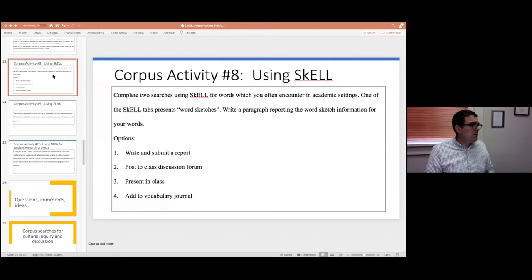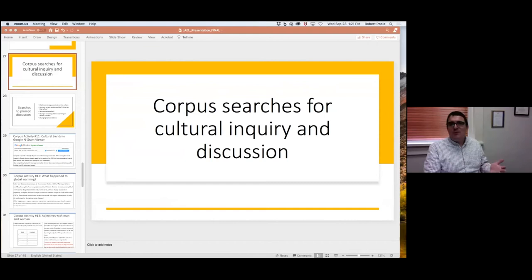So, we've moved through the primary domains, I suppose we could call them, of corpus searches. We would anticipate corpus searches for vocabulary, corpus searches for writing, certainly. An area that really interests me and excites me is how we can use corpus searches as platforms into cultural inquiry, platforms into discussion and conversation and intercultural communication. So I think there are unique affordances here.